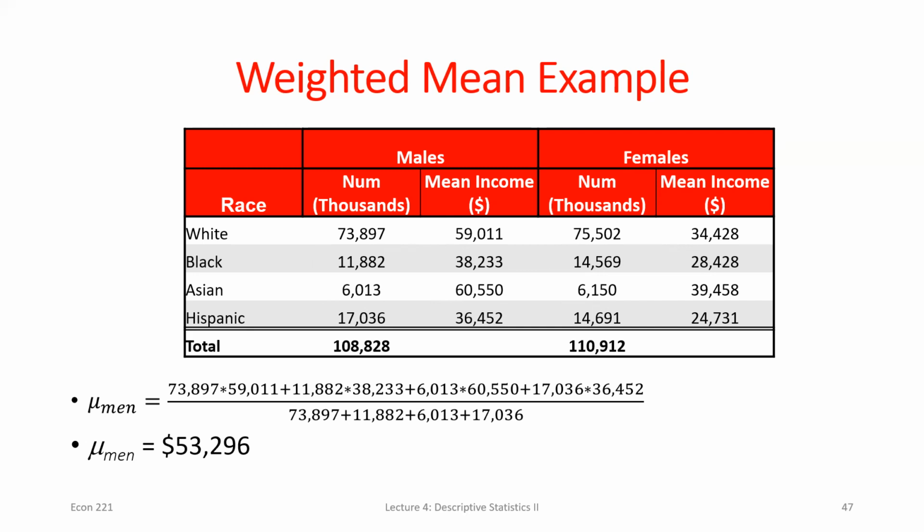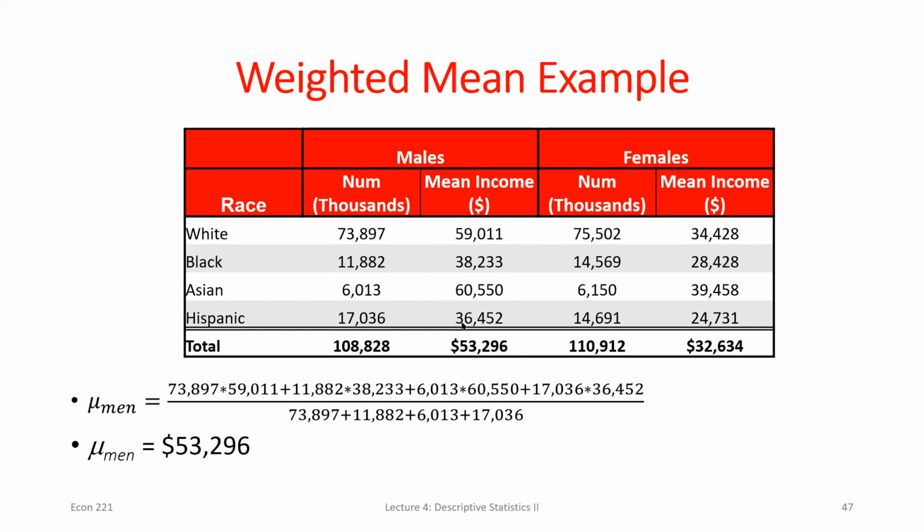Okay. So you'll notice that if I were to treat this like a regular mean for males here, we could find this mean, and we could also do the same thing for female income. But you'll notice if I was to treat this like a regular mean, where I just add up these 4 values and divide by 4, I've got what?